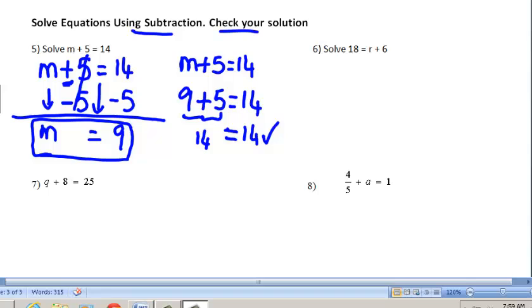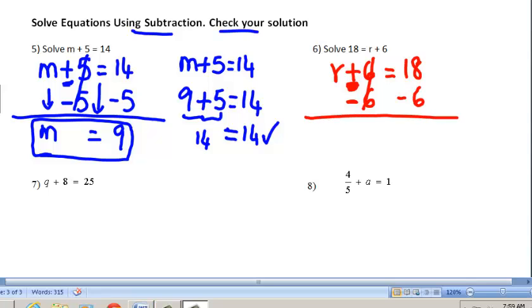One more. Again, I'm going to do the same thing. I'm going to rewrite it as r plus 6 equals 18, just because everything is on the same side, on the left side, and it's easier that way for me. Again, look, this is a plus sign, so how do I undo an addition? I subtract 6. If I subtract 6 on the left side of the equation, I have to subtract 6 on the right side of the equation also.